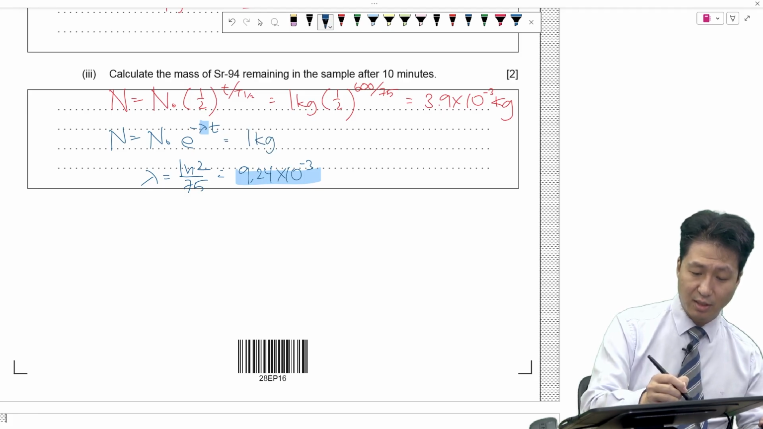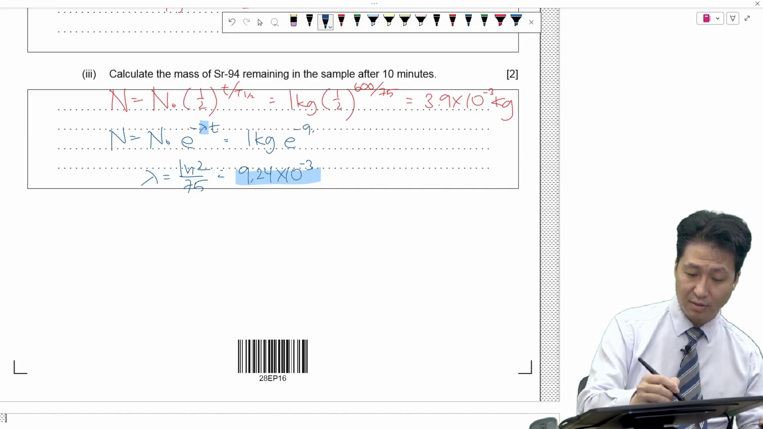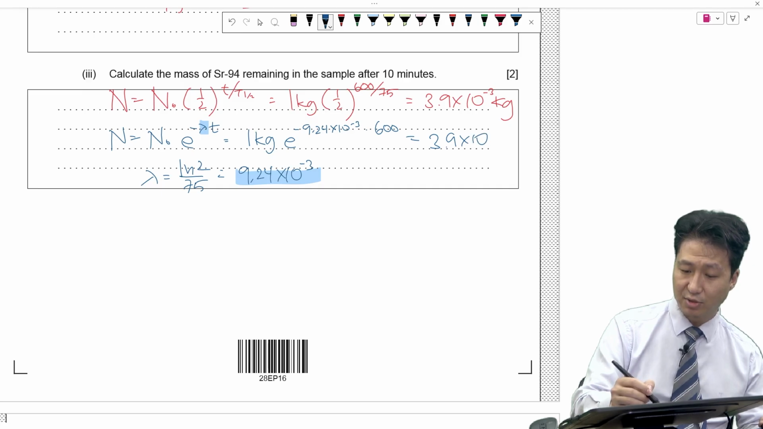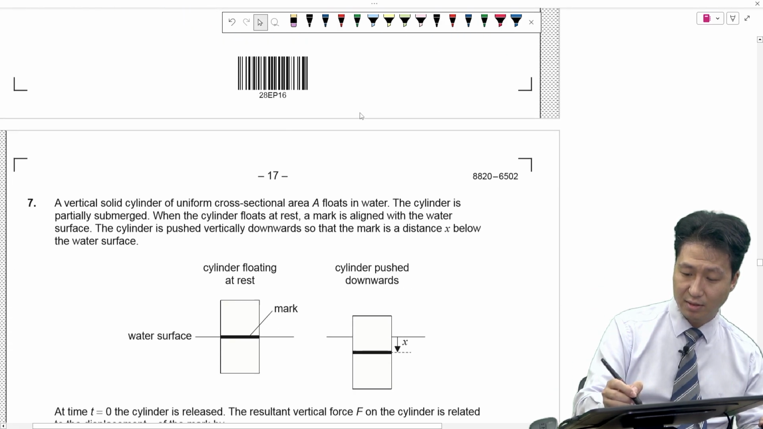So 1 kilogram times e to the power of negative 9.24 times 10 to the -3 multiplied by the time, 600 seconds. This is still equal to 3.9 times 10 to the -3 kilograms.